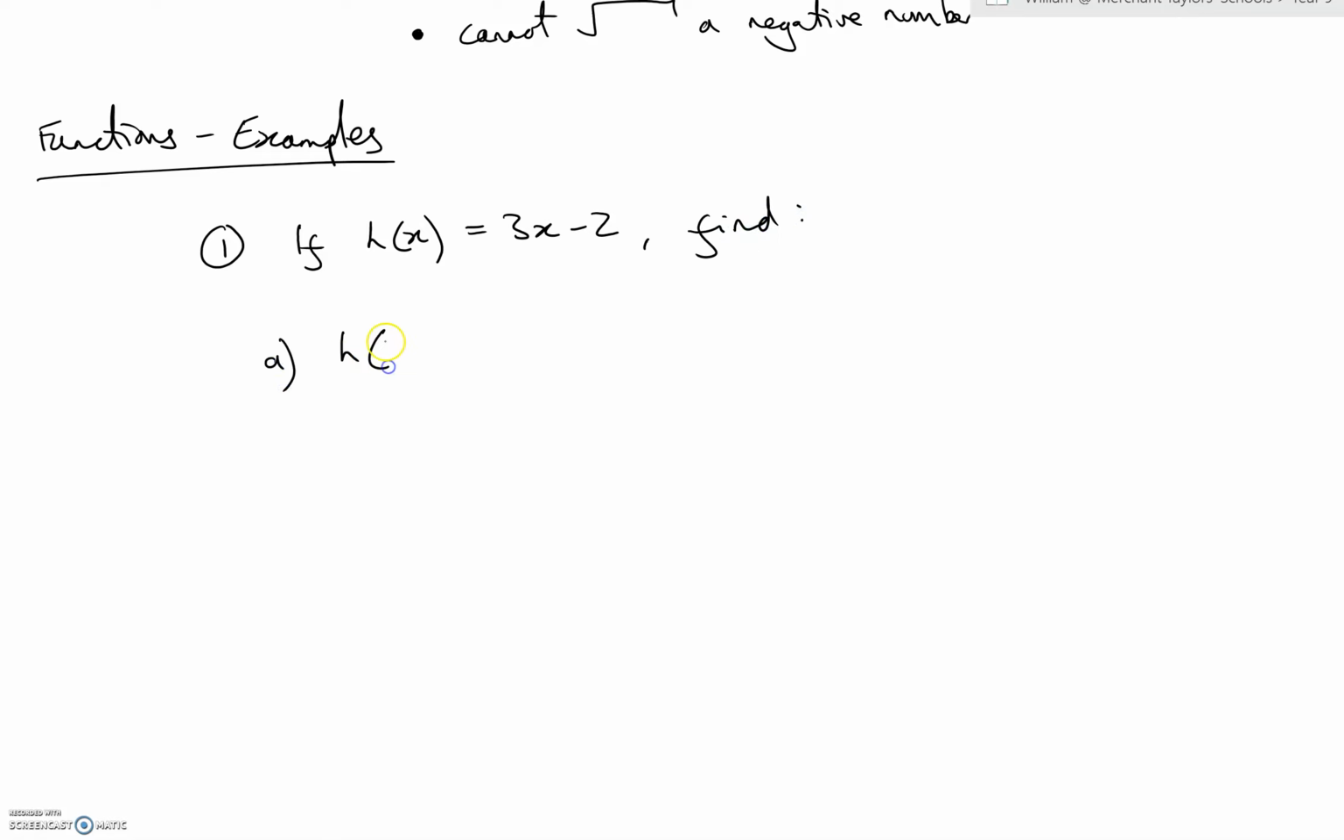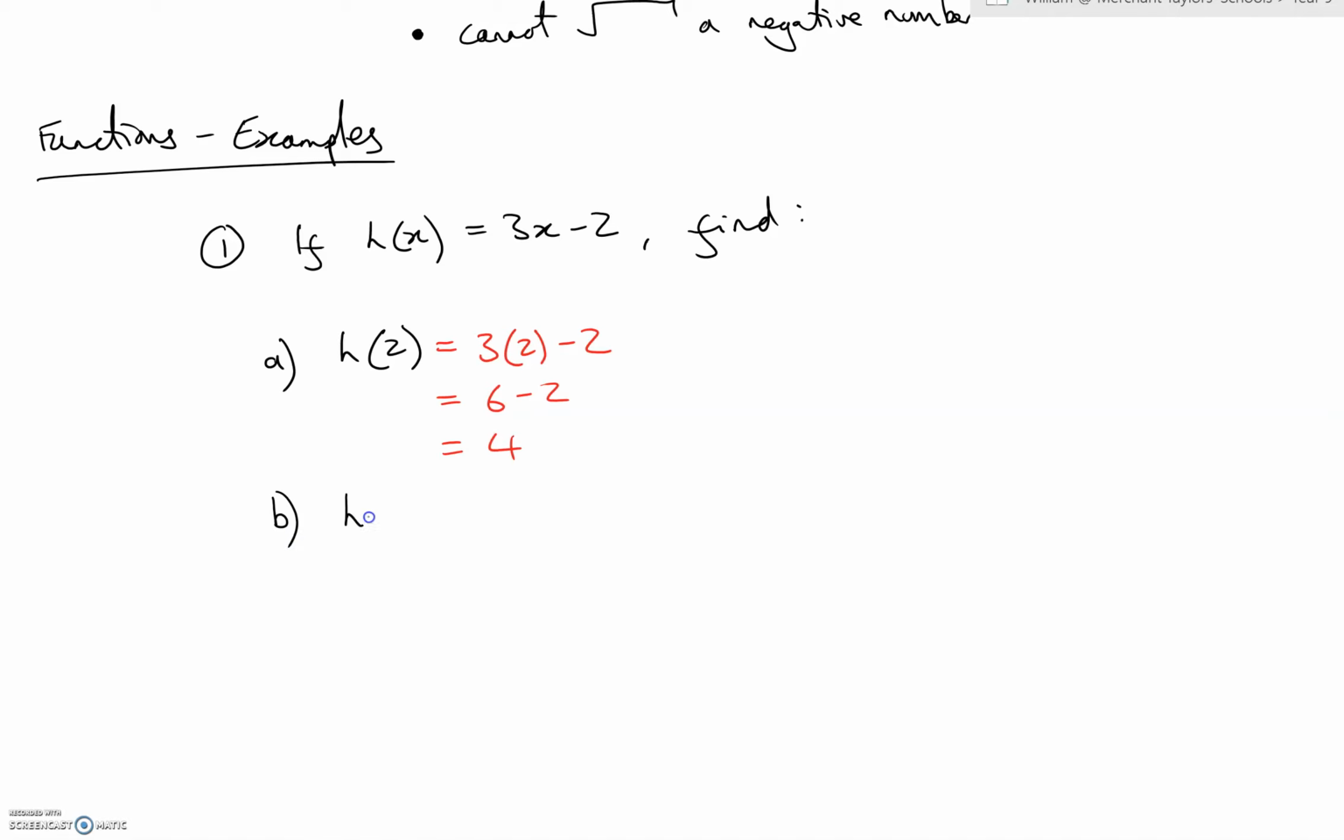So, h of 2. So h of 2 means that the x is going to be replaced by 2. So here the x has been replaced by a 2. So that means in my function, the x is going to be replaced by 2. Okay, so it's basically a substitution. If the x has changed to a 2 in the h of x part, then any x's in the function also change to 2. So we get 3 twos are 6, minus 2, so we get 4. Okay, so it's just a substitution.